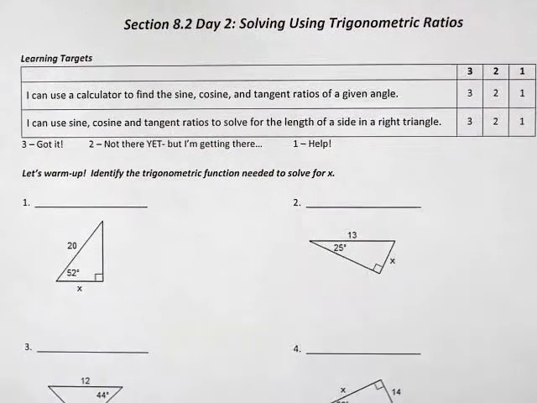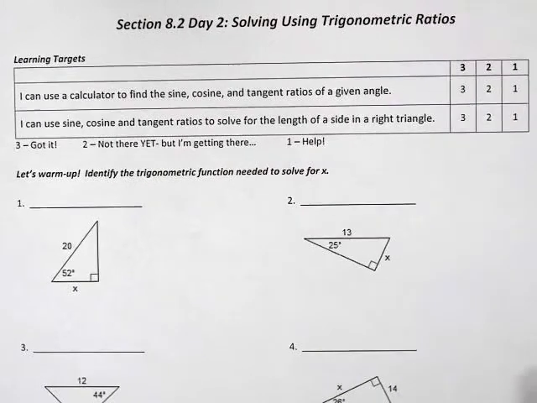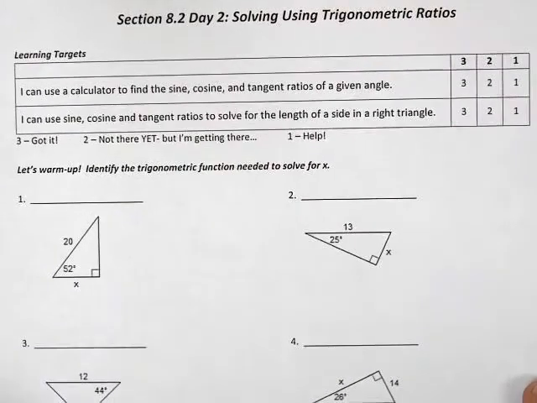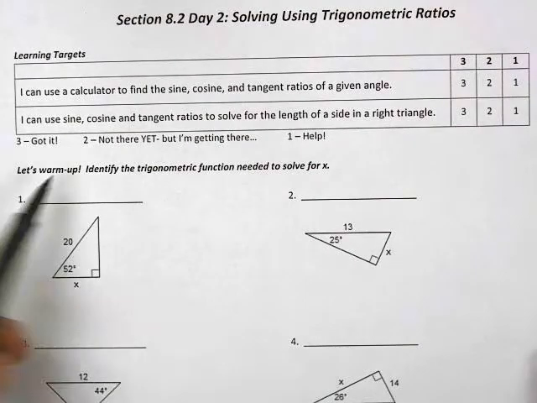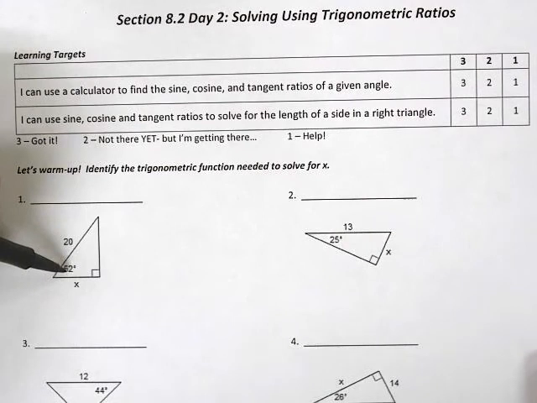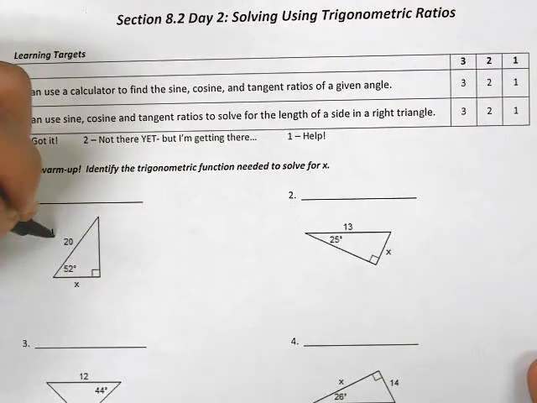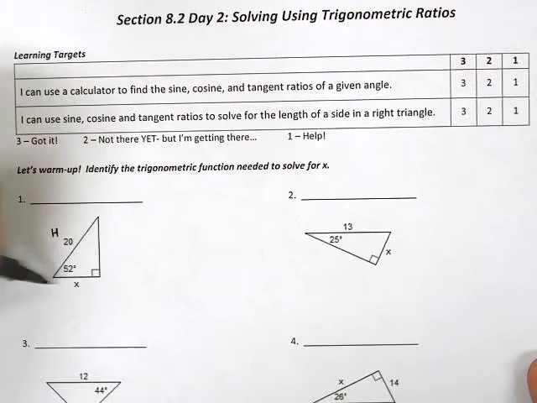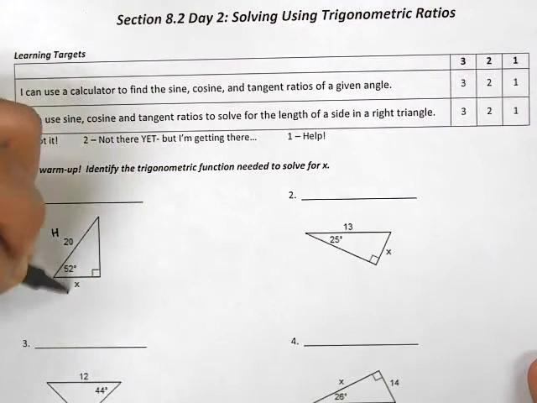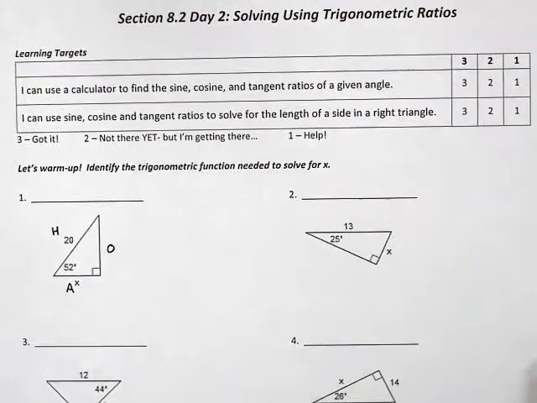We're going to start with a little warm-up, just to remind ourselves what we're doing and what we have to look for in order to set up these trig functions. So again, if I want to identify which function to use, I need to say, well, this is my angle, which means that this side across from the right angle is my hypotenuse. I have the leg that's next to the 52, which means I have the adjacent, and I don't have the opposite. So let's see here.